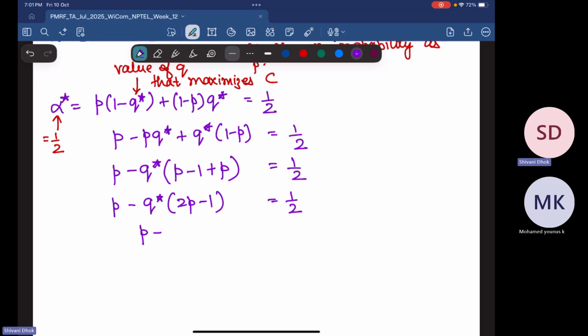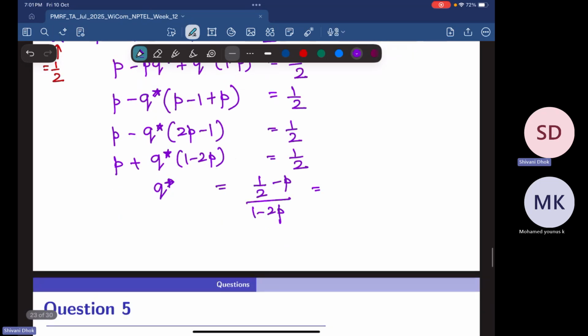So this I can write as P minus half upon, let me just do this first. P minus P plus Q star into 1 minus 2P, which is equal to half. So this Q star now comes out to be equal to half minus P upon 1 minus 2P, which I can write as 1 minus 2P divided by 2 whole divided by 1 minus 2P. This gets cancelled and what I am left with is half.